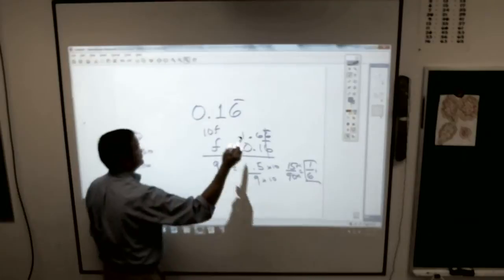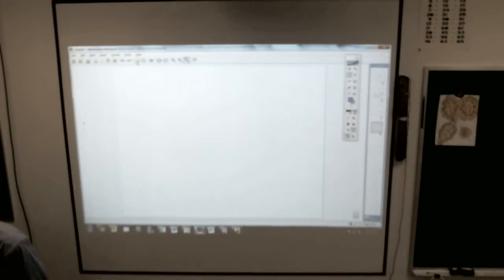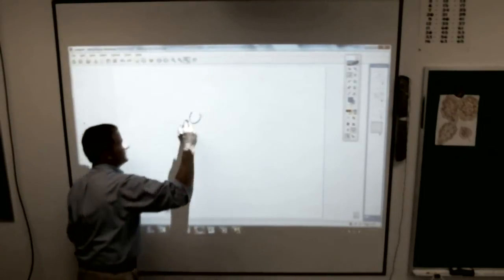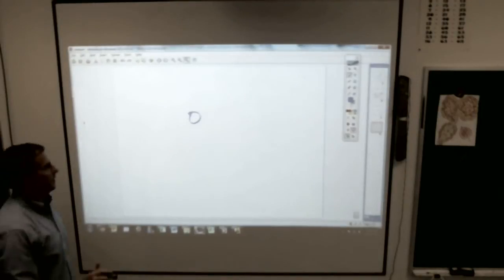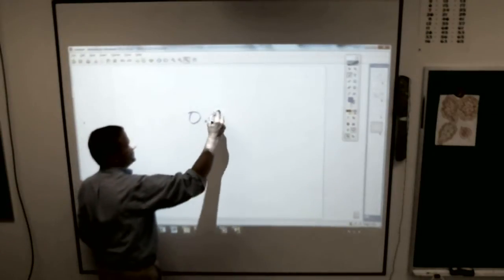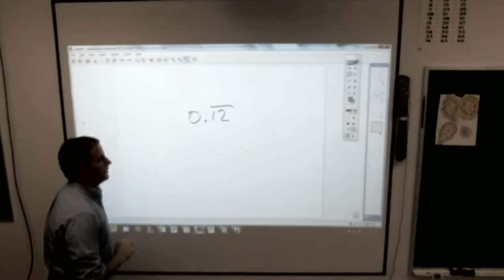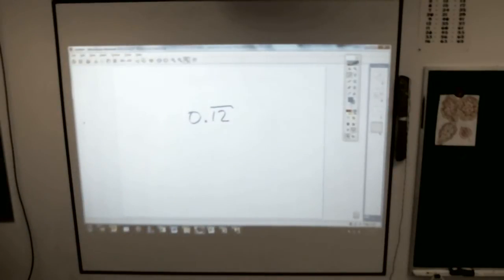Got that? A couple more examples and I think you'll be home free. How about this one? I don't know if I want to do that one. They give you too many easy ones. Well, let's just do 0.12 repeater. 1, 2 repeat.